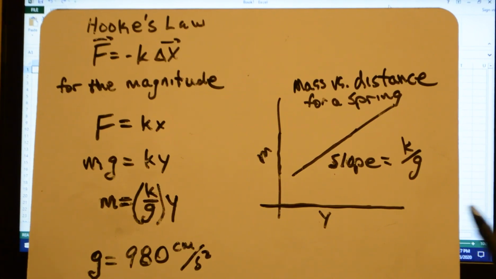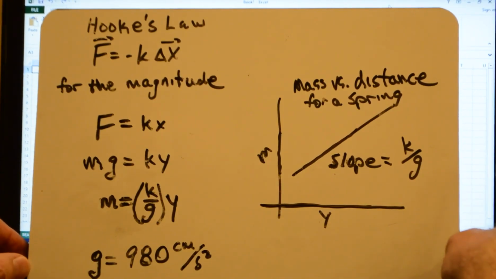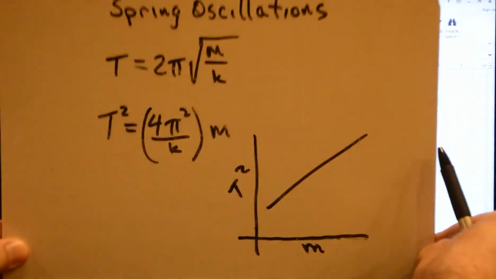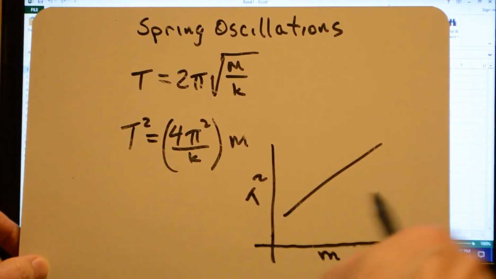Okay. So we're going to do that twice. We're going to do that for the rubber band data and also for the spring data. Then finally, the third graph we're going to make, this is for the spring oscillations.